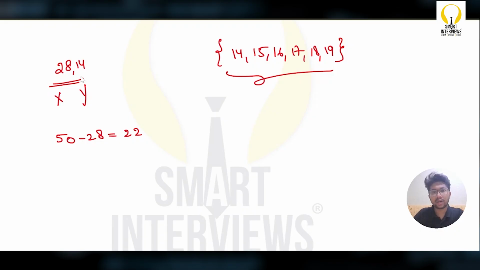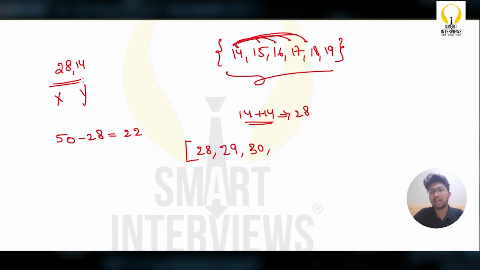So I'll start from 14 with 14, right? What is the minimum number? 14 plus 14, the minimum number is 28. What is the next number? 29, next 30. Nothing but 14 plus 14, 14 plus 15, 16, 17, 18, 19, so 28, 29, 30, 31, 32, and 33, right? Now, these are the pairs.